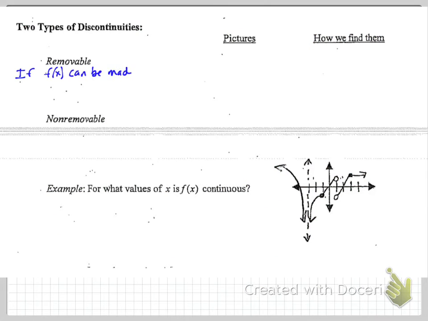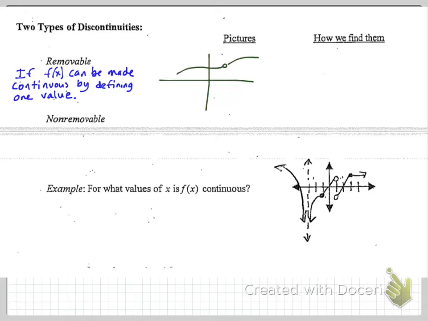All right, there are two types of discontinuities. One is called a removable discontinuity. That's if f of x can be made continuous just by defining one single value. Look at that green. That's an example of removable discontinuity, and we used to call these holes before. We still sometimes will use those, but we're going to try to get good about using the vocabulary removable discontinuity. If you know there's a hole there, that's a removable discontinuity.